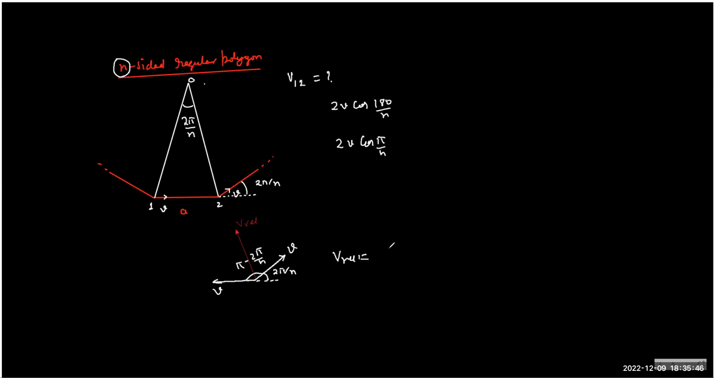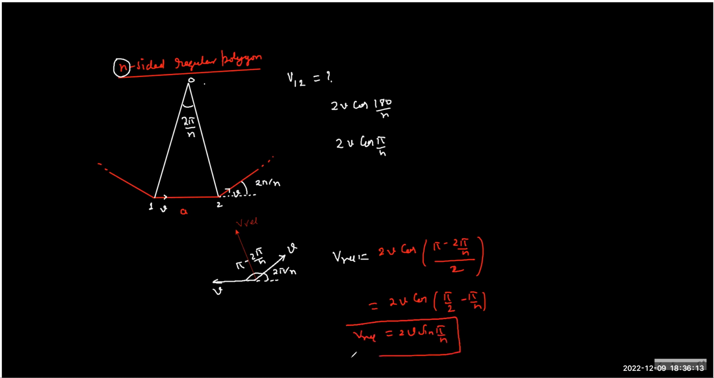And how much is that? 2V cos half of the angle. So 2V cos pi by 2 minus pi by n. What is pi by 2 minus theta? Sin theta. So the answer is 2V sin pi by n. Is this clear?